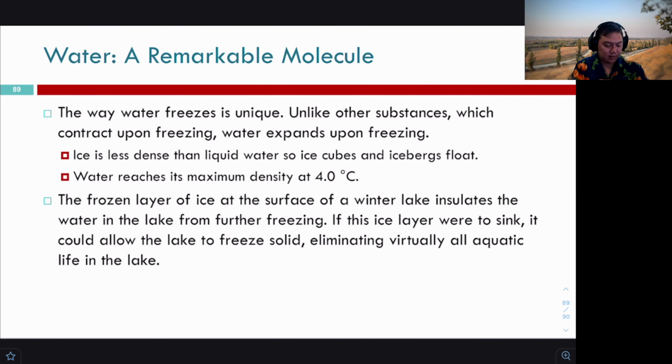Water also freezes in a unique way. Most substances, when they freeze, actually get smaller, so they contract, which makes them more dense, which means they sink. Water, though, when it freezes, expands. This does a couple things, right? So ice cubes float, icebergs float. The frozen layer of ice at the surface of a winter lake can insulate the water in the lake from further freezing, which keeps the aquatic life underneath that layer of ice alive throughout cold, harsh winters.